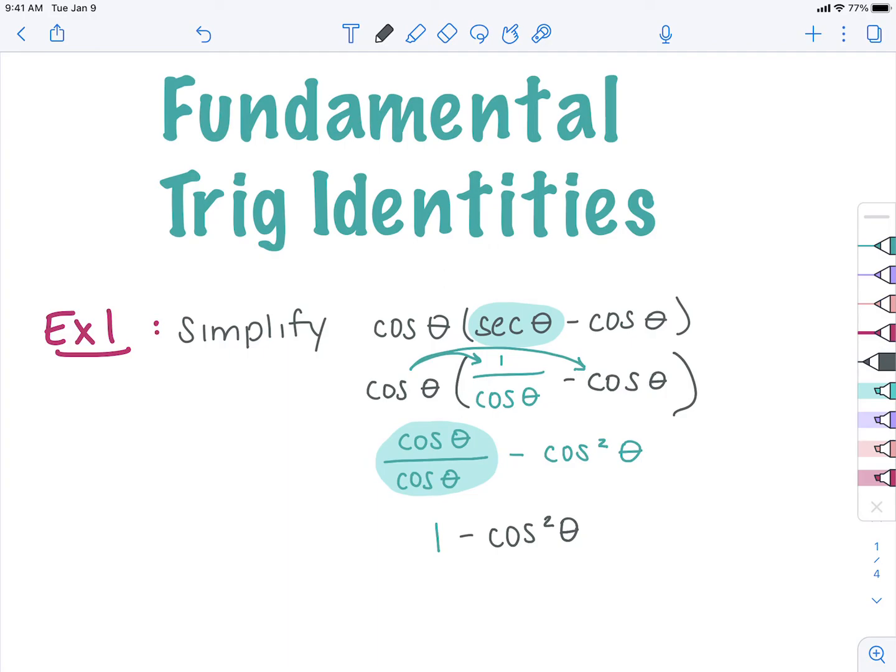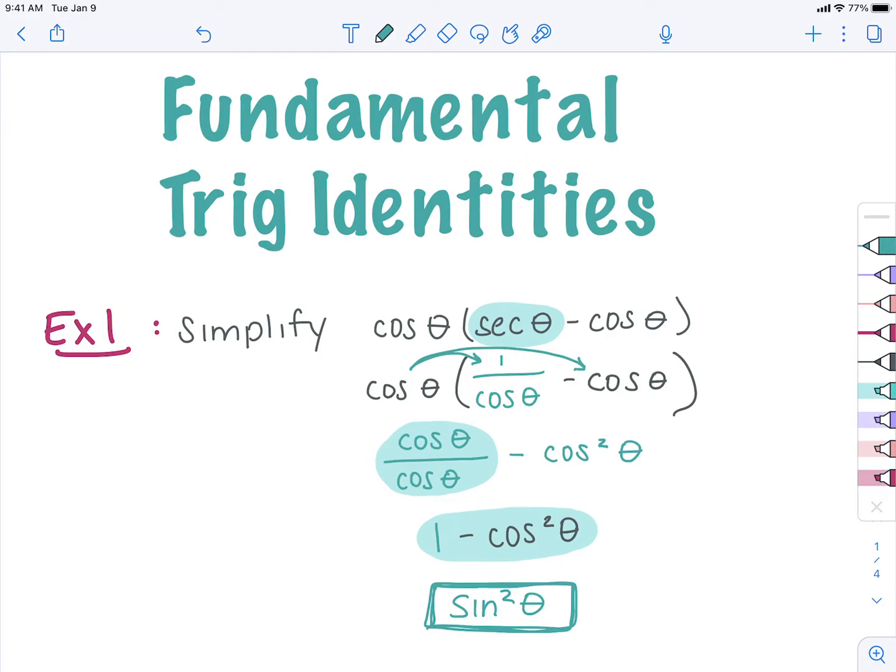And then I see that I have 1 minus cosine squared theta. And anytime I see a 1 and I see a cosine squared theta and I see I've got a minus sign going on, that tells me I want to look at my Pythagorean identities and see if any of them match this. And it does. My sine squared plus cosine squared equals 1 can be manipulated to give me that 1 minus cosine squared, which is exactly what I have here. That this whole thing, 1 minus cosine squared, is exactly the same thing as sine squared. So I can change this entire thing to be sine squared.